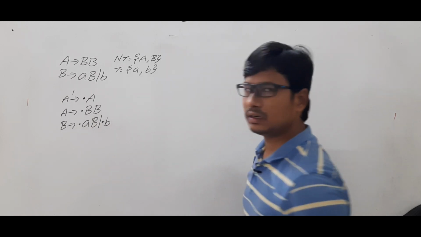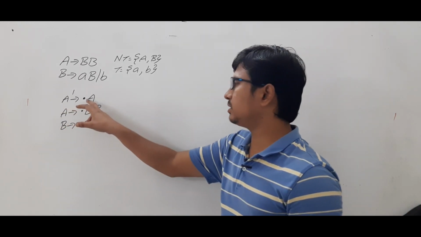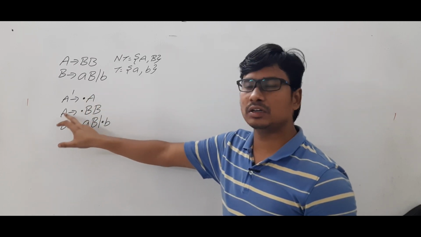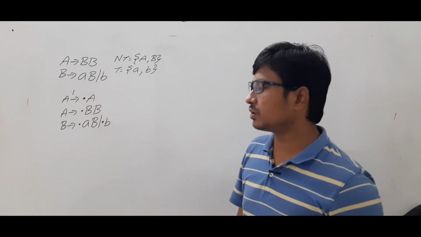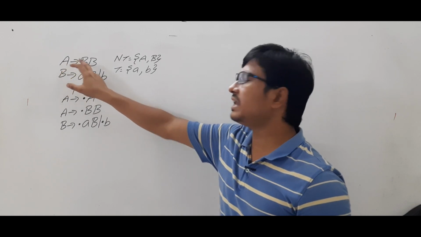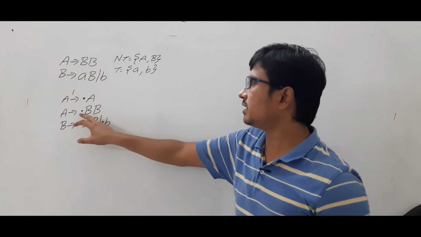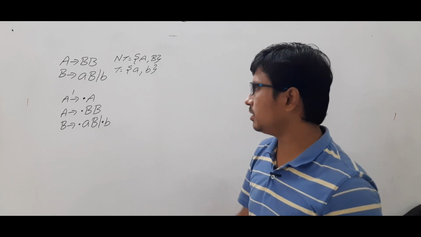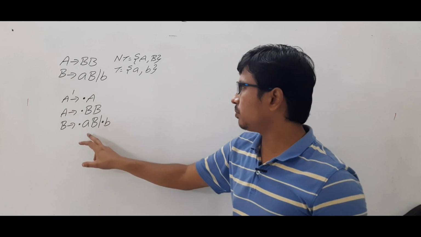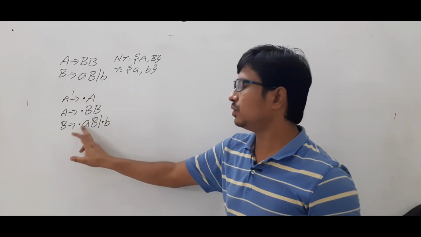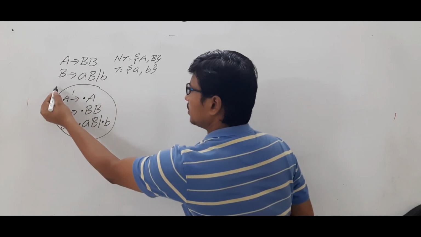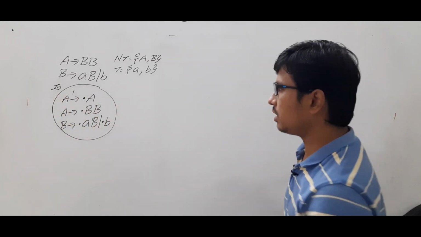How did I get this? I started from A dash determines dot A. After the dot there is a non-terminal, so whenever there is a non-terminal after the dot, you need to compute the closure. So you look at the production A determines BB, write it, and before that keep the dot. Now after the dot again there is a non-terminal, so write the productions and put the dots before them. So this is our I0.